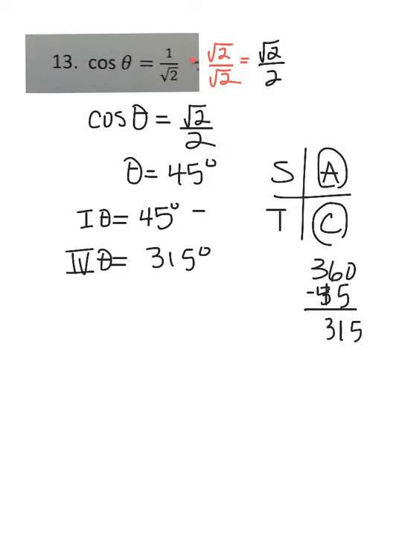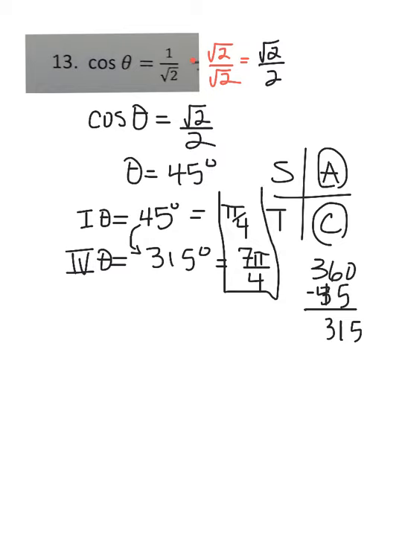Okay, now we want this in radian form, so we know that that's pi over 4. And then we just ask ourselves, what do you multiply 45 by to get to 315? And that's 7 pi over 4. So here are your two answers.